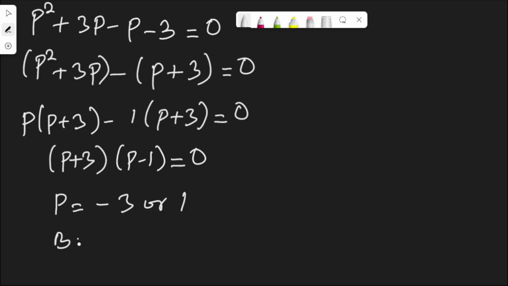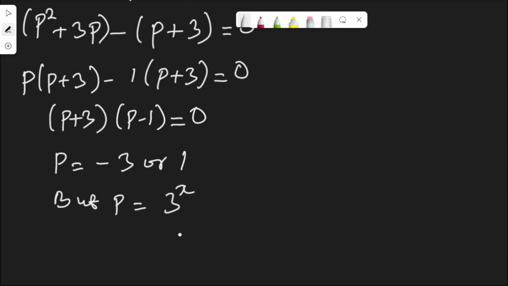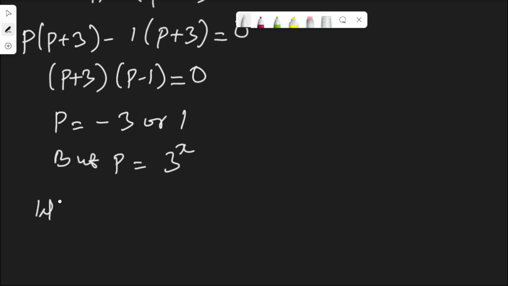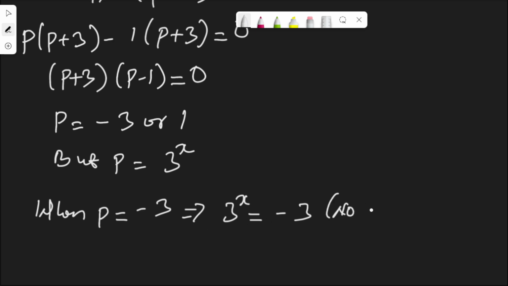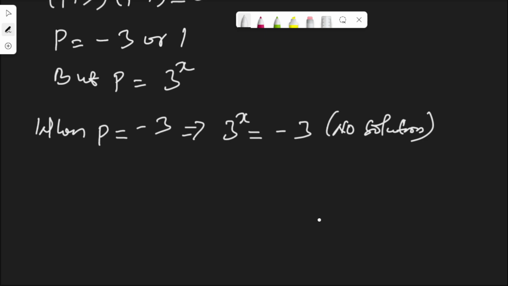But we say that p is 3 to the power of x. So when p is equal to -3, that implies 3 to the power of x is equal to -3. Now, there is no way a positive and a negative number can be the same. So here, there is no solution at all, because here we have a positive exponential, here we have a negative number. There's no way they can be equal.